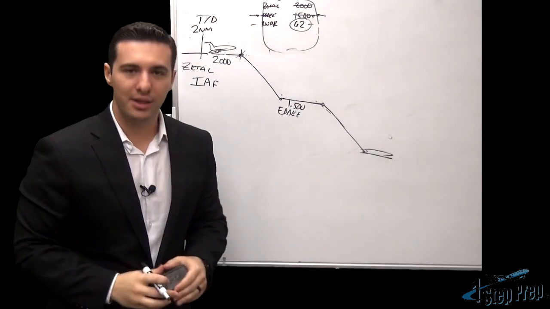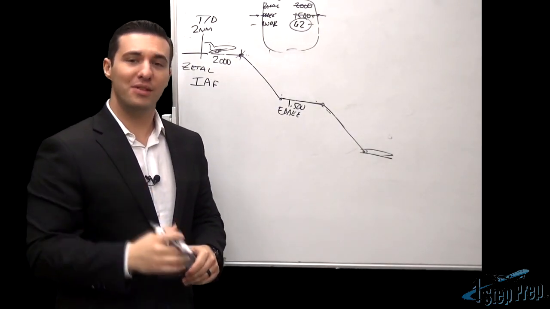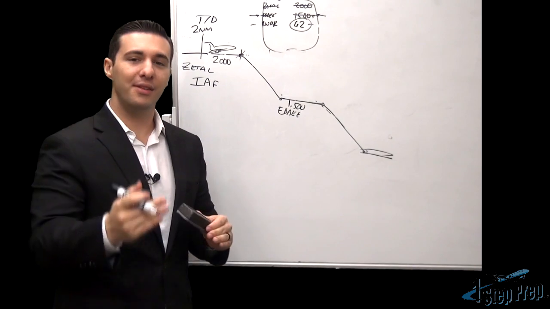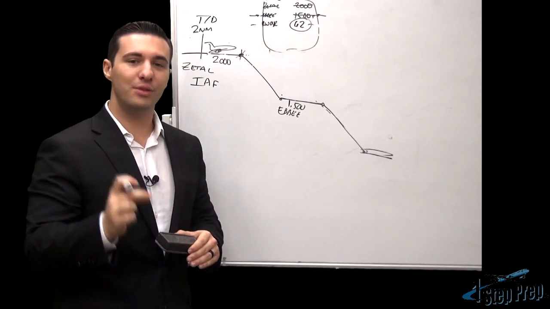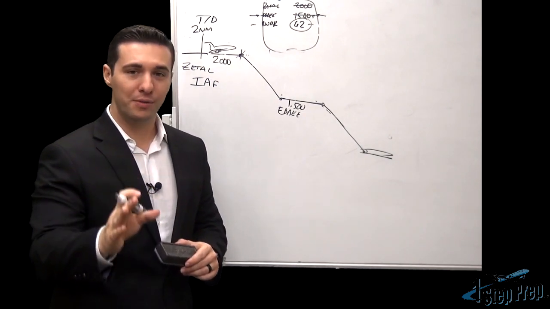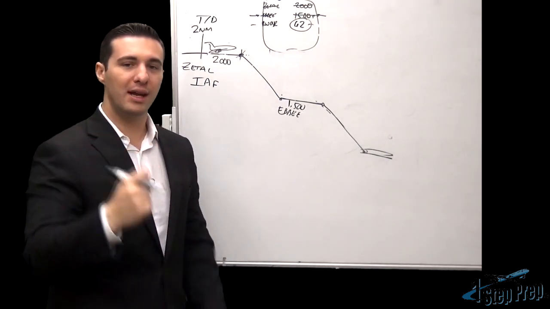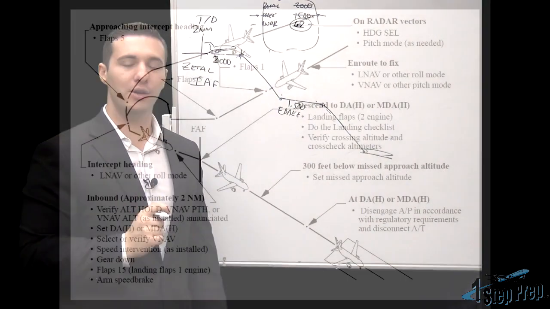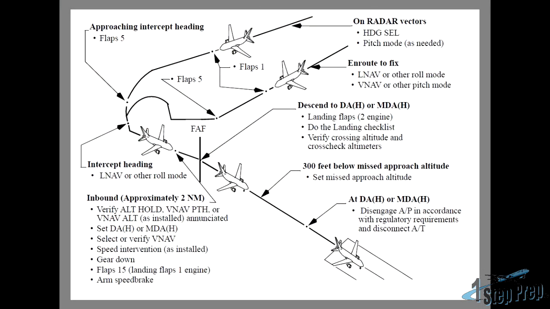Let's now talk about setting the missed approach altitude. The setting of the missed approach altitude will happen inside the final approach fix when the aircraft is at least 300 feet below the missed approach altitude. Now, you heard that right, 300 feet below the missed approach altitude. We're going to overlay the maneuver section of the QRH right here on the screen so you can see where this is illustrated within the manual.